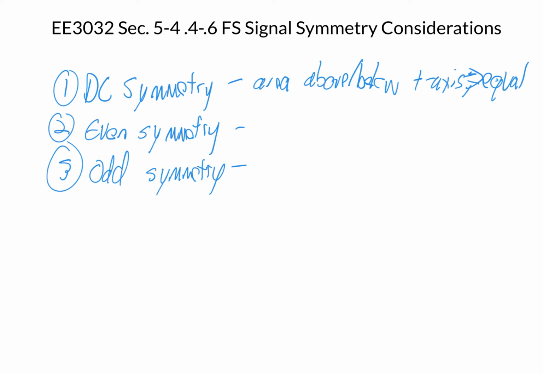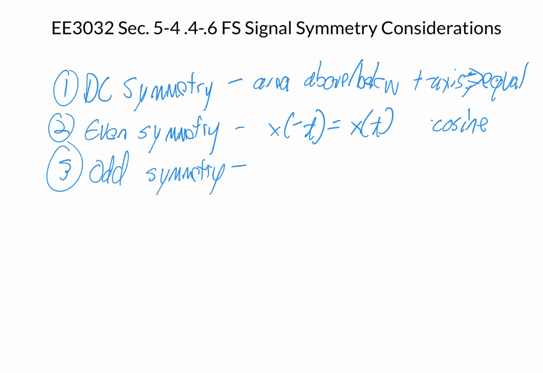Even symmetry means that when I evaluate x at negative time, I get the same value as at the positive time. So I can flip it about the vertical axis and I get the same function. The cosine is an example of a function that has even symmetry. The triangle wave that we did a couple days ago was aligned in time so that it had even symmetry. And we saw that when that happened, the sine components of the Fourier series disappeared.